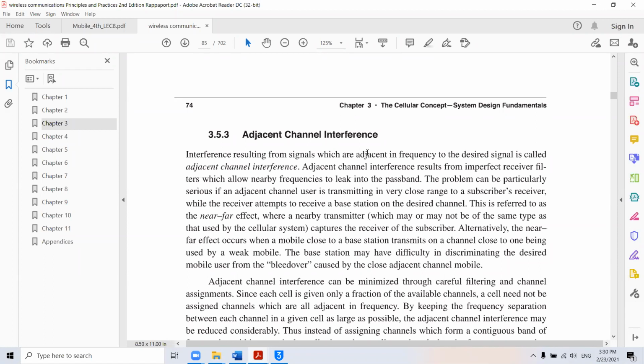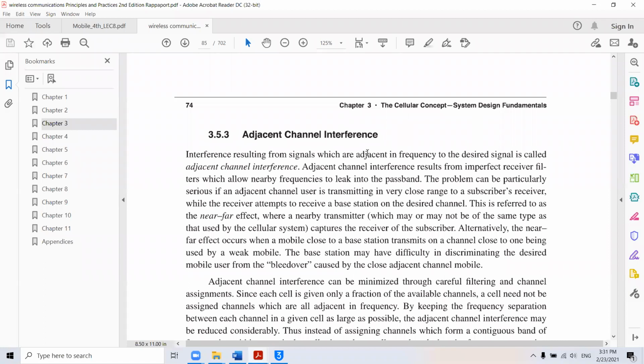Now, in the case of adjacent channel interference, we are talking about channels which lie inside the same cell. So how are we going to overcome the problem of adjacent channel interference? By providing sufficient guard band between adjacent channels. Of course, whenever you provide sufficient guard band between the adjacent channels in the same cell, you will lose a lot of channels, and this will lead to reducing the capacity of the cellular communication system.